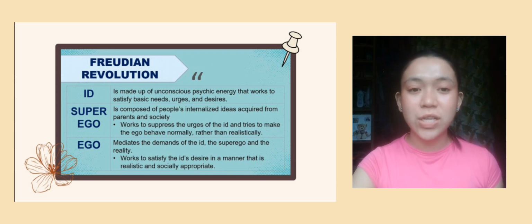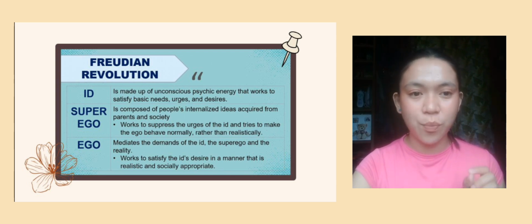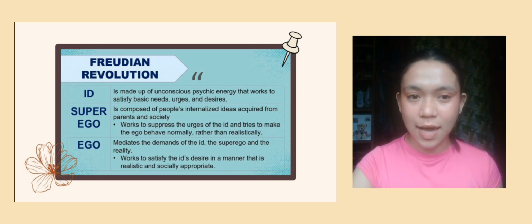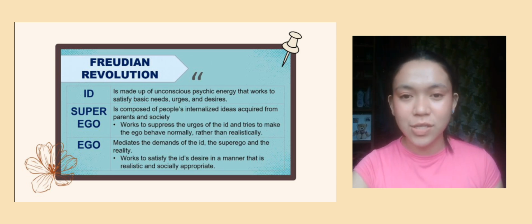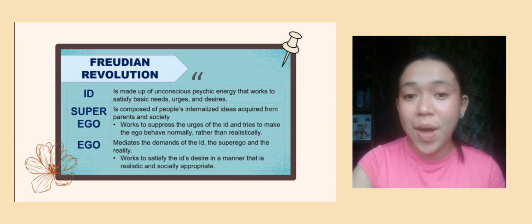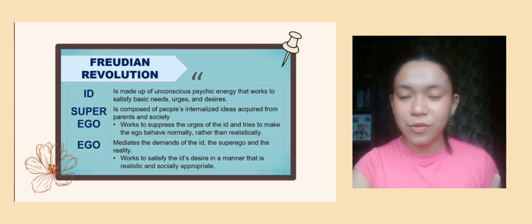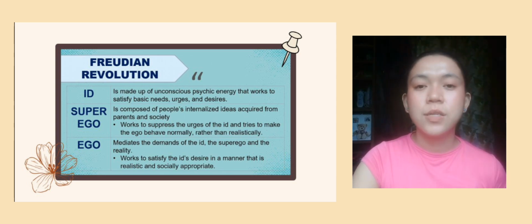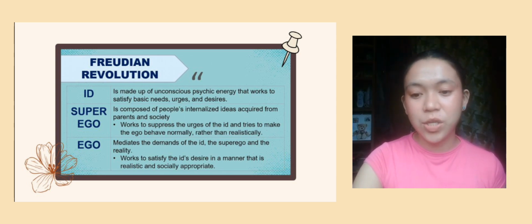Second, we have the superego. It's composed of people's internalized ideas acquired from parents and society, works to suppress the urges of the id, and tries to make the ego behave morally rather than realistically. So the superego is when you suppress your most primal urges.